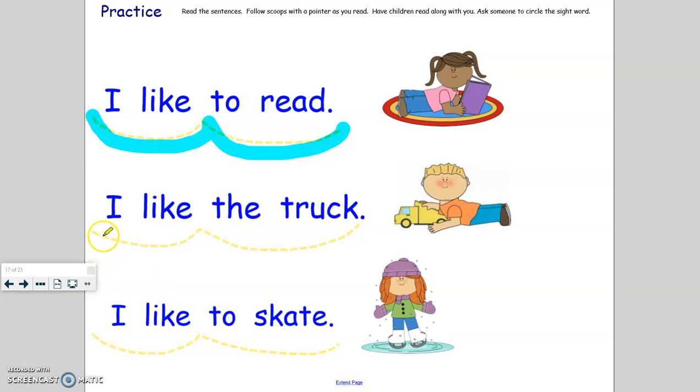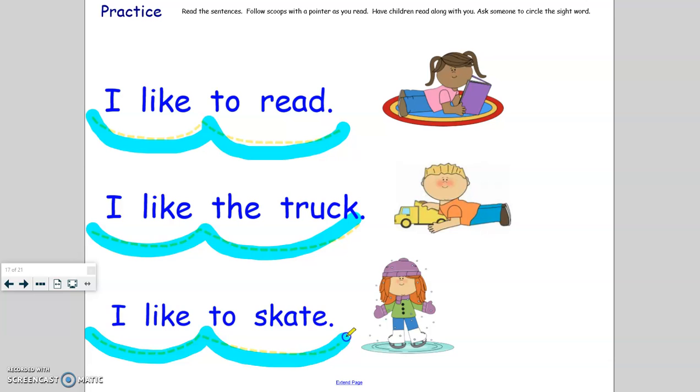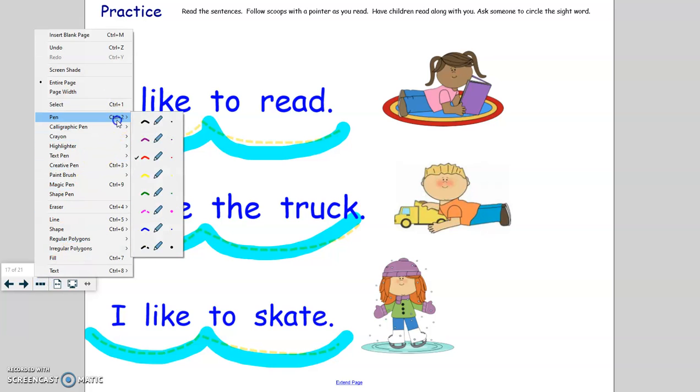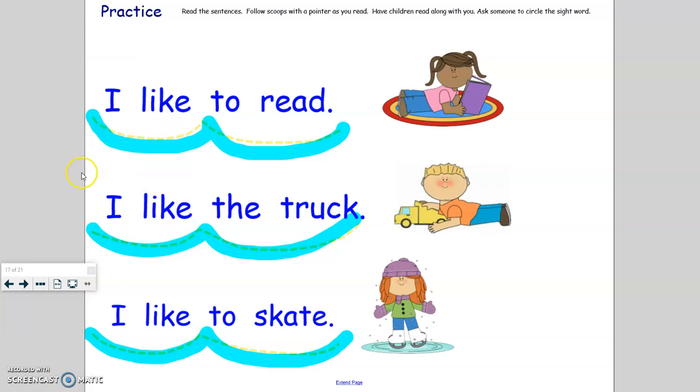Let's read the next sentence. I like the truck. Let's read the third sentence. I like to skate. Great job. Now, let's get our pen and see if we can find some of our new trick words in the sentences.